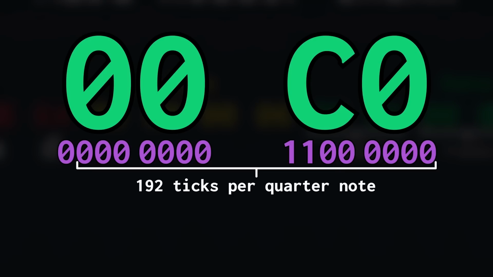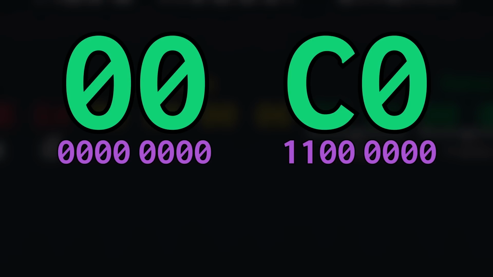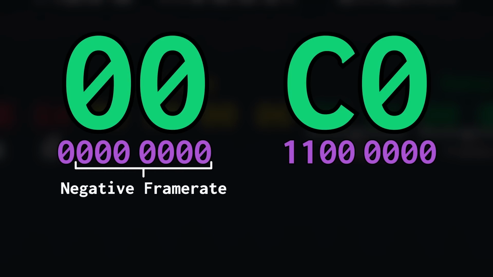Well, we'll talk about that a little bit later when we talk about timing, but we can use this value to figure out how long a tick is. However, if the most significant bit is a 1, which of course it isn't in this example, but let's just pretend, then the next 7 bits store a negative frame rate in 2's complement. For example, negative 30 FPS. Why is it negative? I have absolutely no idea. Maybe someone can tell us in the comments.